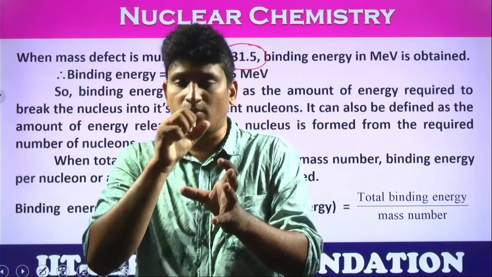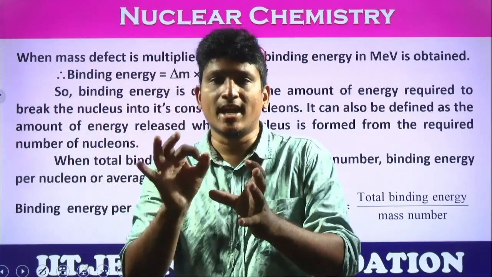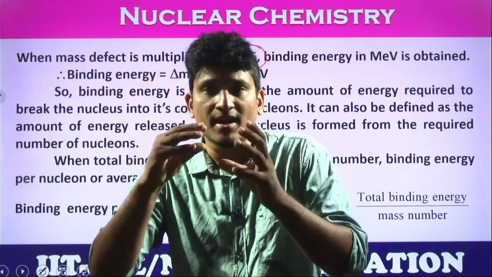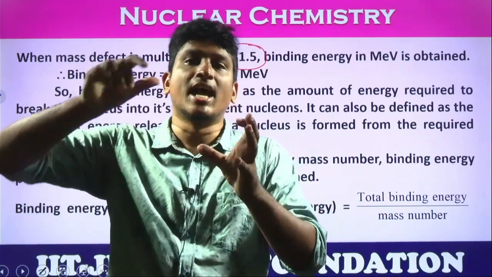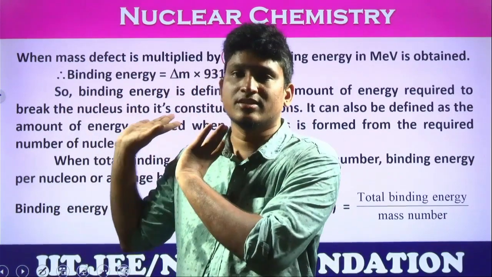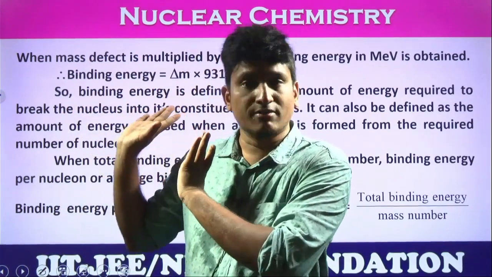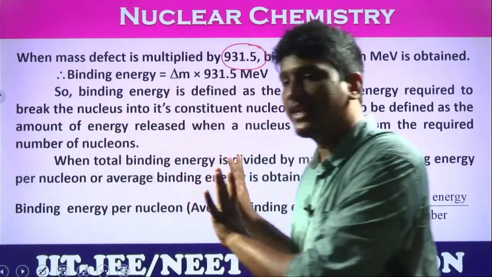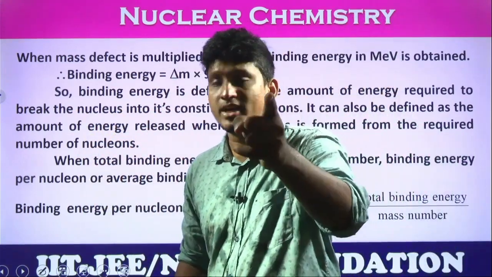Why, sir? Because in an atom, some of the real mass is converted into energy, and this energy is utilized for the stability of the nucleus, and these are all the relations. And these are the unit conversions also. Got the clarity, students, about binding energy? It is one of the main reasons for the stability of the nucleus.